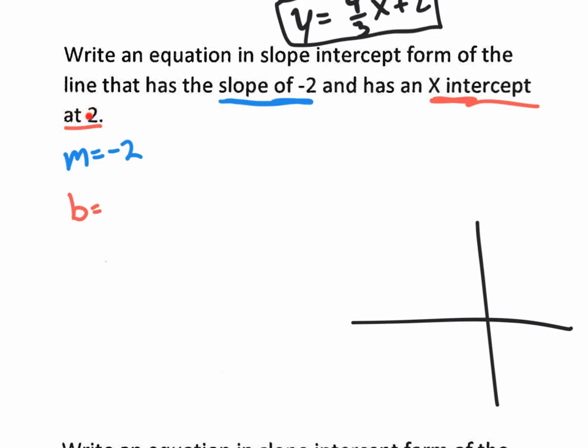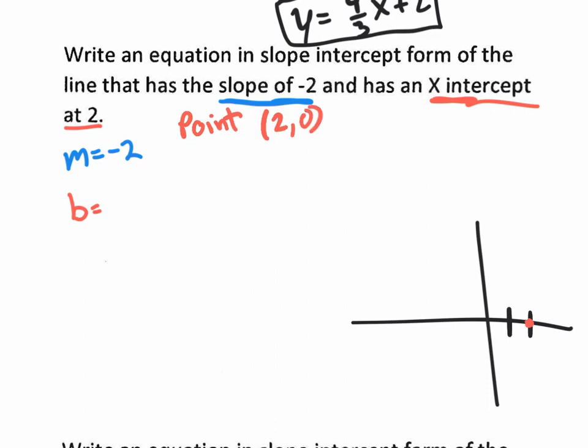Is everybody with me? So where would that coordinate be? The location of 2 on the x-axis. What is that actual coordinate? So we know it crosses right here. What is that coordinate? That's (2, 0). So the actual point is (2, 0).